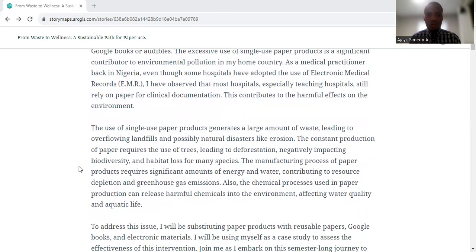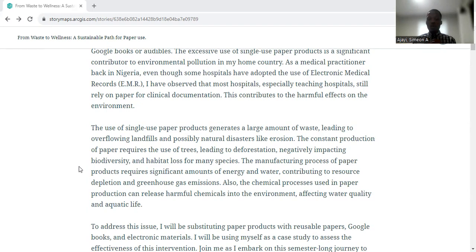All right, so the use of single-use paper products generates a large amount of waste. This is talking about the effect of single-use paper products. Number one, it leads to overflowing landfills and possible natural disaster. So from the disposal of paper products, if it's improperly disposed, it can lead to overflowing landfills, and then natural disasters like erosion.